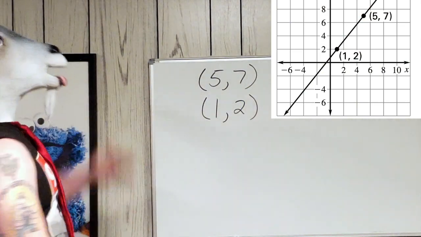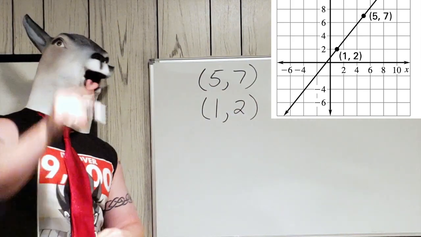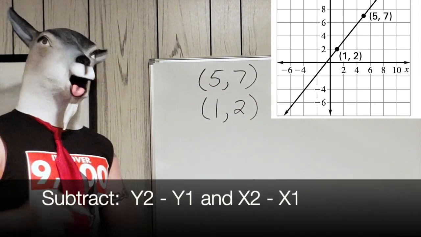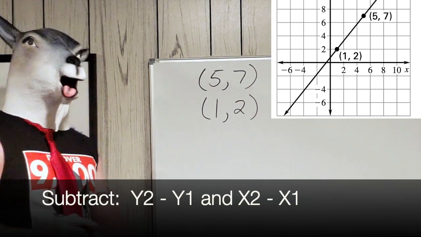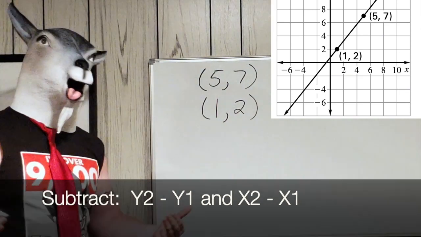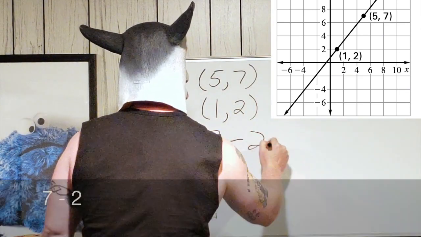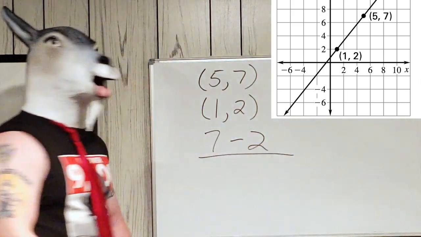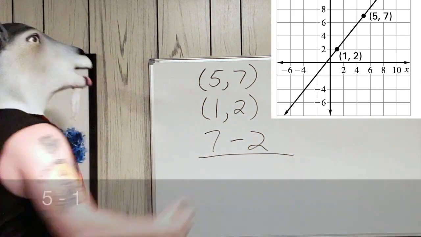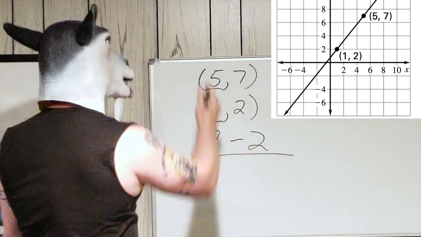Notice how I wrote them, all right? I put one on top of the other, because we're going to subtract these suckers. So the first thing you're going to do is take the y's. We got 2 y's, so we got the 7 and the 2. We're going to do 7 minus 2, and then we're going to put that over the x's. So look at the x's. We have a 5 and a 1, so we do 5 minus 1.